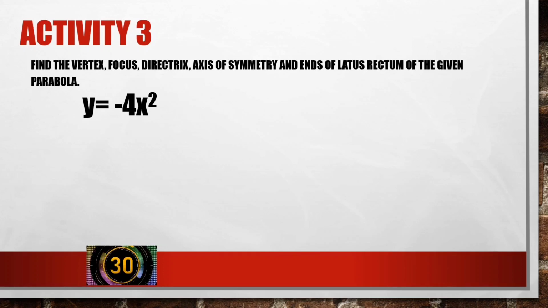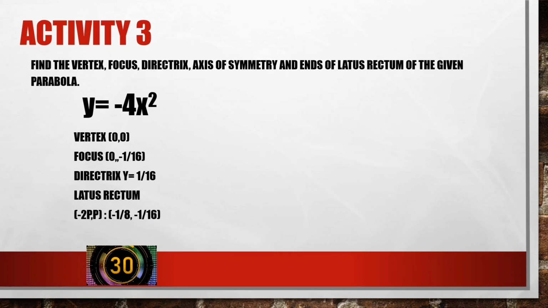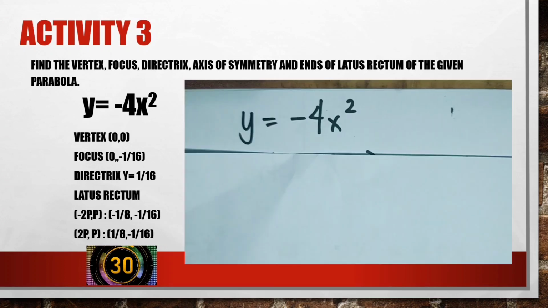Time's up. So for the answer in the equation y is equal to negative 4x squared, the vertex is (0, 0), focus (0, negative 1 over 16), directrix y is equal to 1 over 16, and for the ends of latus rectum, we have (negative 1 over 8, negative 1 over 16) and (1 over 8, negative 1 over 16). Since the coefficient of the equation is negative, expected that the opening of the parabola is downward.